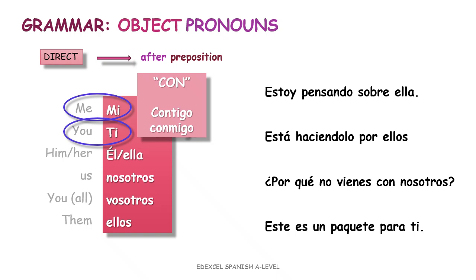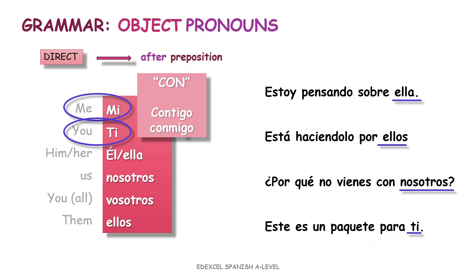For example, "estoy pensando sobre ella". I'm thinking about her. It's not "sobre la", it's "sobre" about "ella", she. Or "estoy haciéndolo por ellos". For they, not for them, literally. Or "¿por qué no vienes con nosotros?" Why don't you come with us? It would be "with we". Or "este es un paquete para ti".